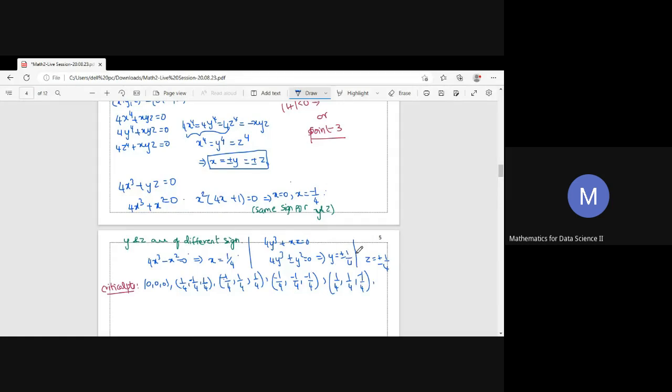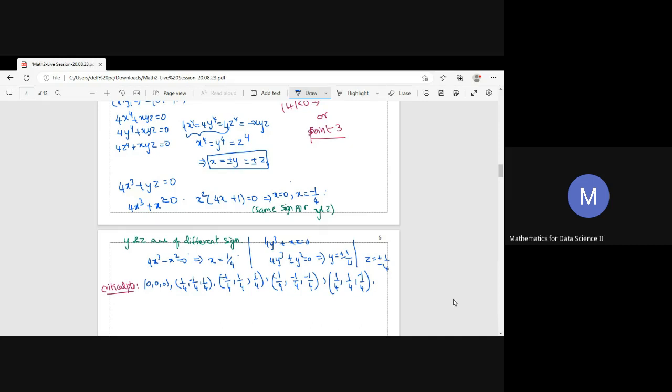Now the same you can do for y is equal to plus or minus 1 by 4. Are we getting the same options or some different options? Same options, I guess. Yeah. So you have totally 5 critical points. So please work it out and see. These are the only critical points we are getting.